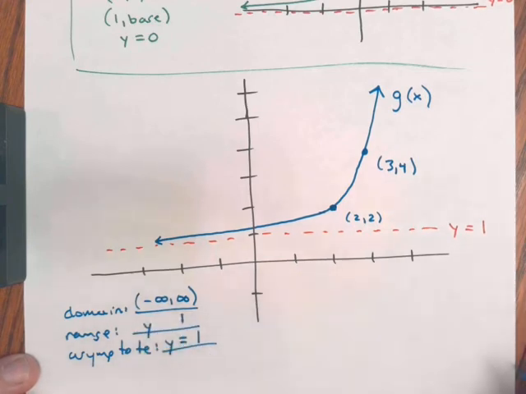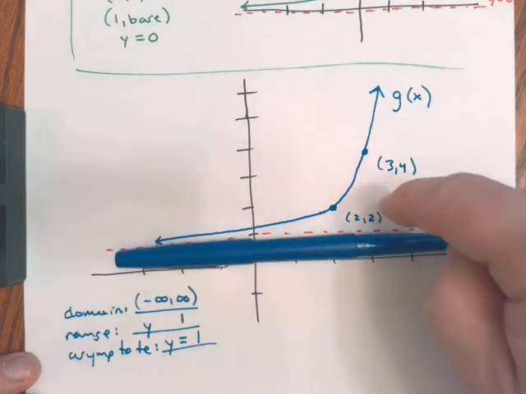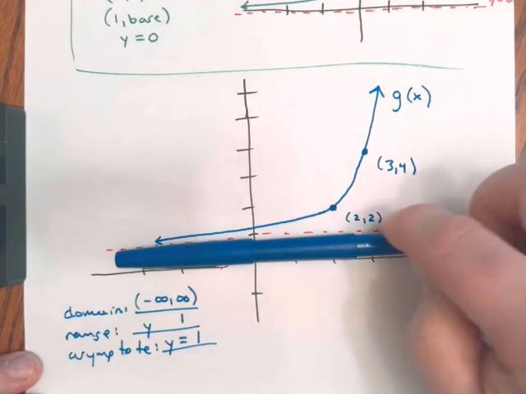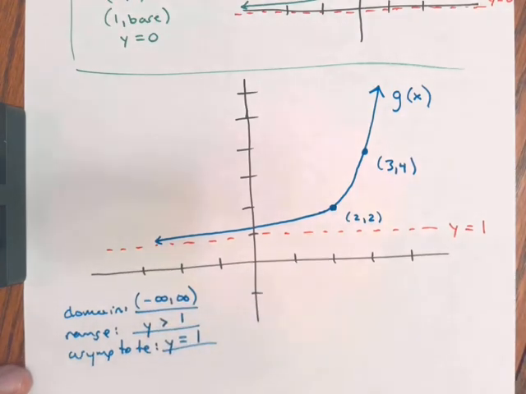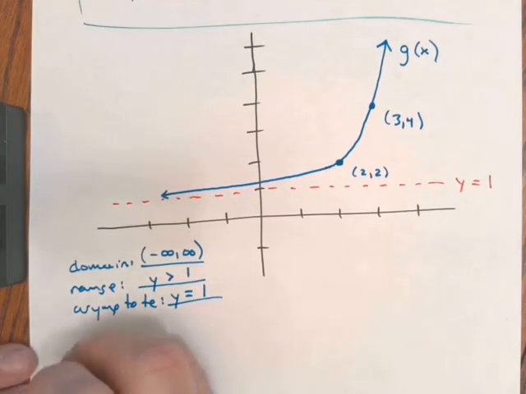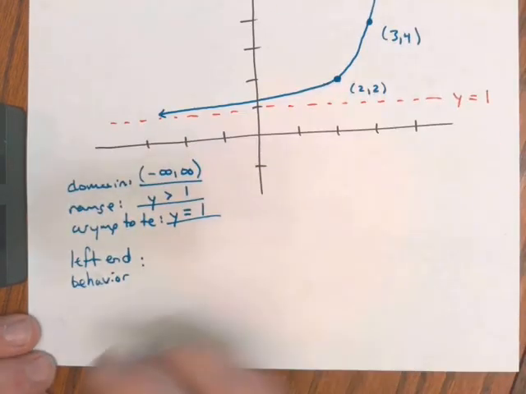For the range, you can still use y and 1, but in between where the equal sign is, we're going to put greater than, and that's because if you take a look at our asymptote, our graph is up above it. It's all the bigger values of y. And for all the problems that we're going to be working on, our range will be a greater than symbol there. From there, we are supposed to use limits to describe the left end and the right end behavior.